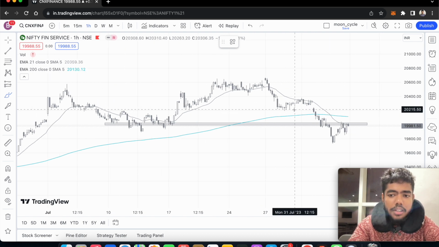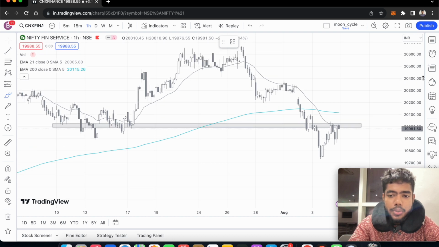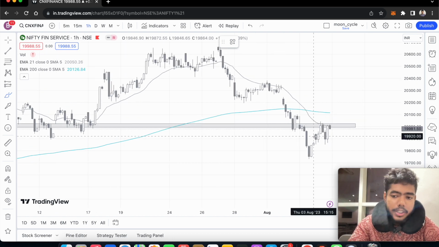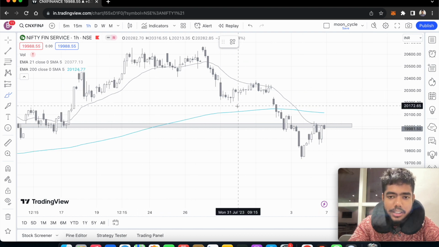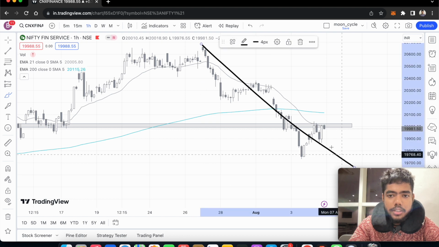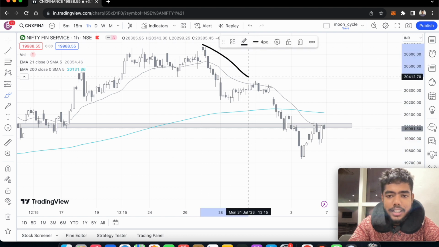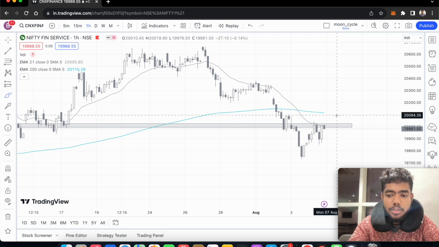So if you look at this area very clearly on this hourly time frame, what is visible here is you have the 21 period exponential moving average on the hourly time frame, as well as this crucial area of 20,000, and of course this downtrending structure forming up, right? So this could potentially serve you as a trend line. So all in all, this is a very crucial resistance zone. That's what I want to clear here.